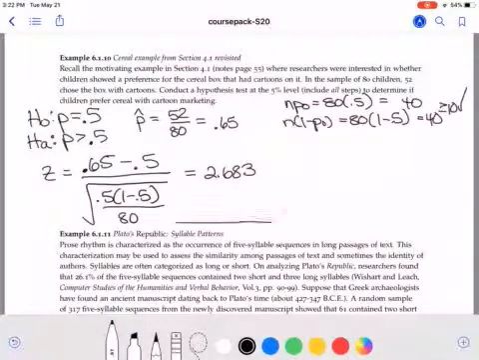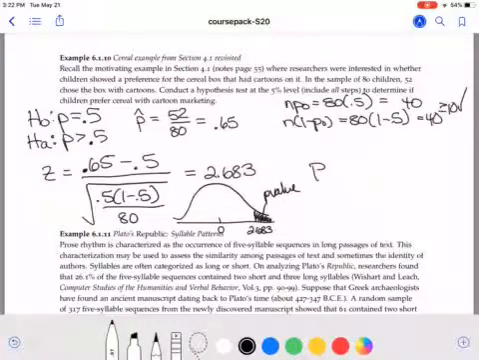So instead of randomizing and looking to the right of 0.65 in our randomization distribution, we've taken that and converted to a z of 2.683, and we can look in the normal distribution to the right of that, and whatever that amount is, is our p-value.